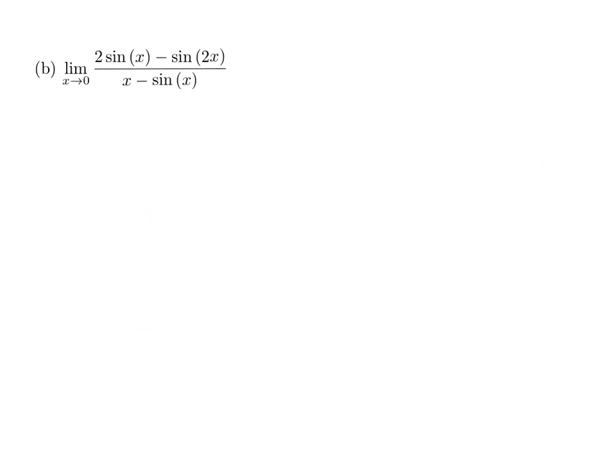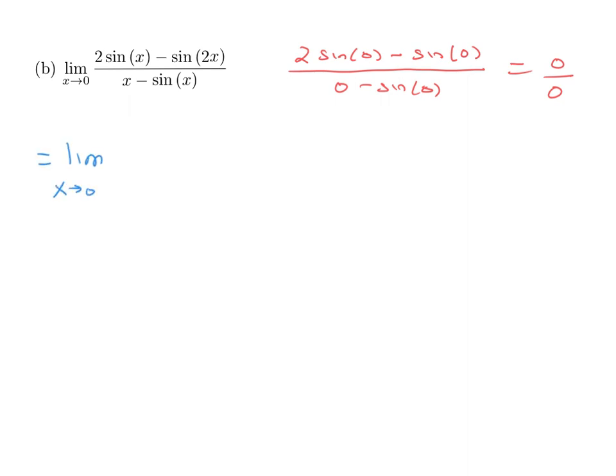In part B, we're going to use L'Hopital's rule again to solve this limit. I'm going to first check by putting 0 in place of all the x's. This is equal to 2 times sine of 0 minus sine of, well, 2 times 0 is still 0, all divided by 0 minus sine of 0. Sine of 0 itself is equal to 0, so this whole thing is actually 0 over 0. Therefore, we can apply L'Hopital's rule. I'll take the derivative of the top and the bottom separately in this fraction, and if this limit exists, it should be equal to this one.